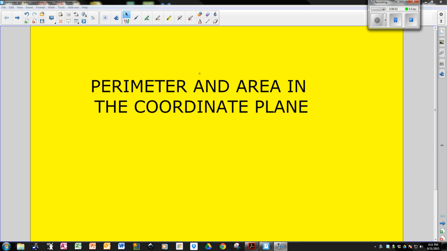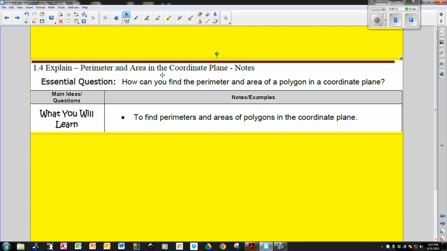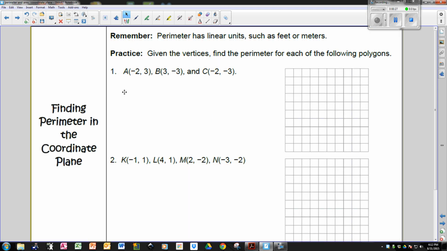Okay, so today we are doing perimeter and area in the coordinate plane. So it's just basic stuff that you already know. We're just going to apply it to the grid. All right, so the essential question is: how can you find the perimeter and the area of a polygon in a coordinate plane? So what we're going to learn is to find the perimeter and areas of all polygons in the coordinate plane. So let's get started.